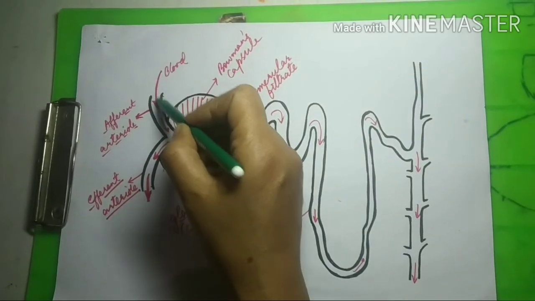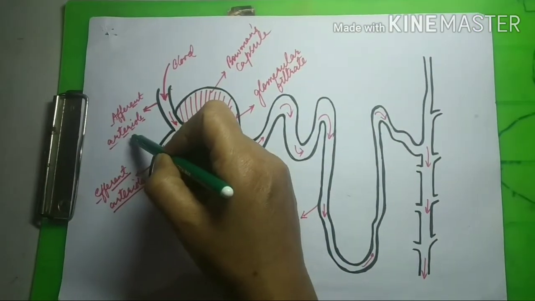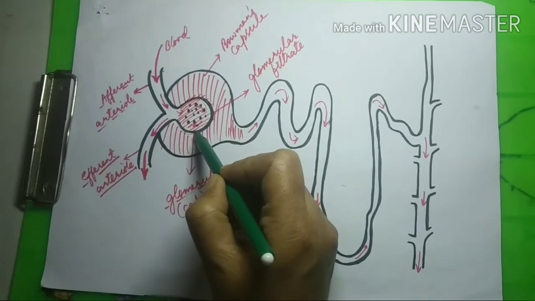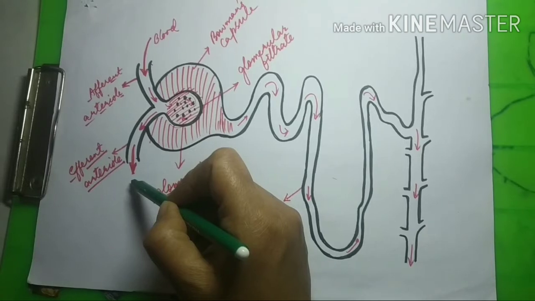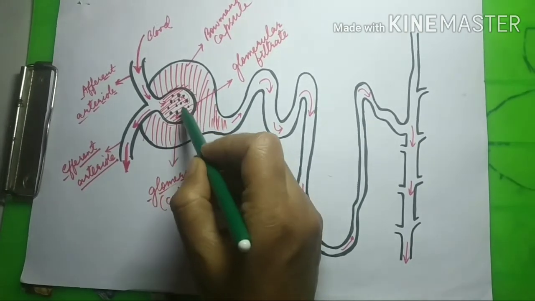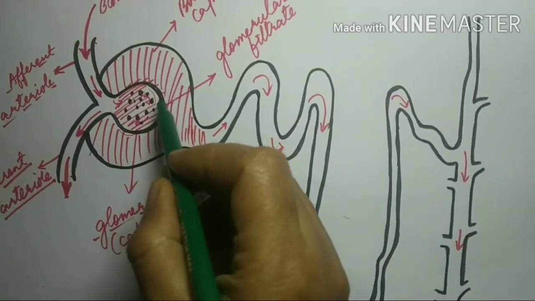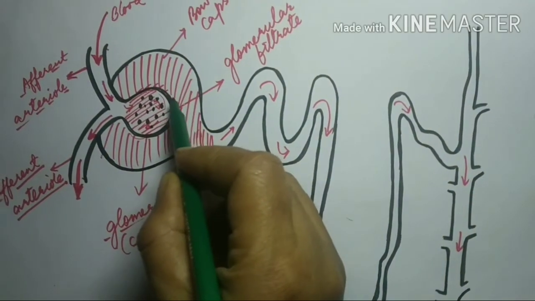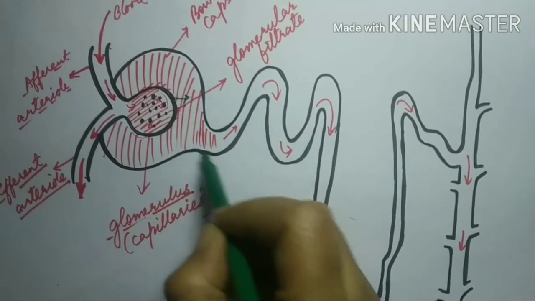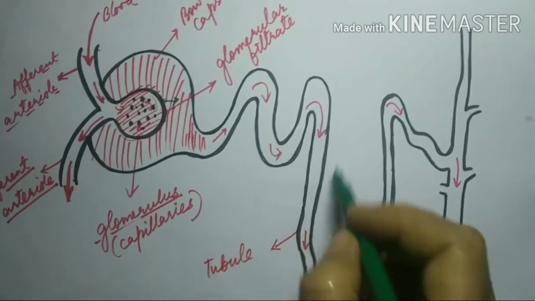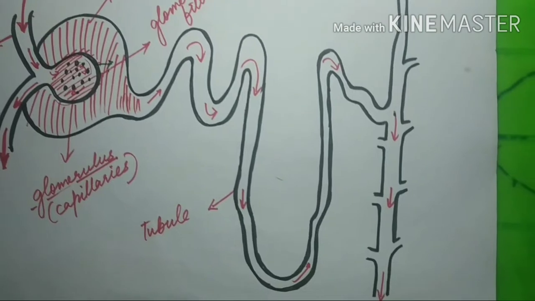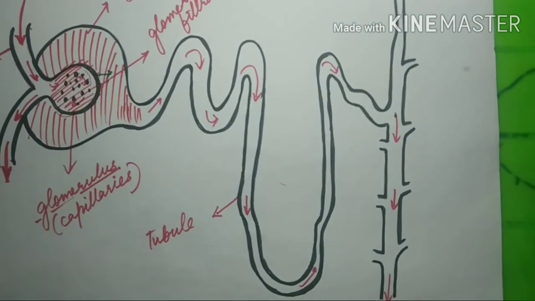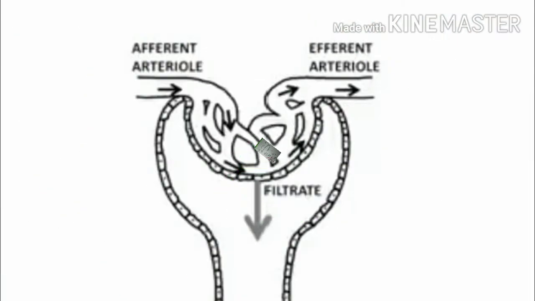Thus, dirty blood enters through the afferent arteriole, passes through the glomerulus and goes out through the efferent arteriole as clean blood. Now from here the filtrate enters the Bowman's capsule. From Bowman's capsule it enters the tubule. From tubule it enters the ureter, from where it enters the urinary bladder and is ejected out.